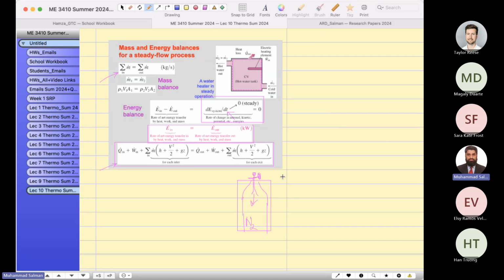Why? Because there is a changing mass inside the system. This is my system. Where is my system? This is my system. The mass is changing with respect to time. So let's do one problem, and we will understand more about the unsteady flow process.